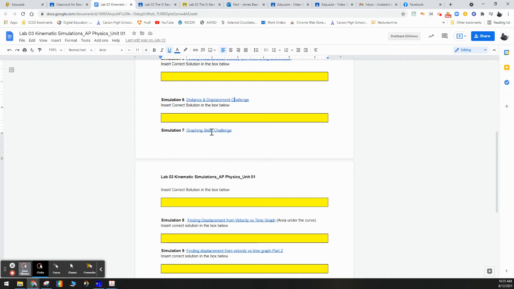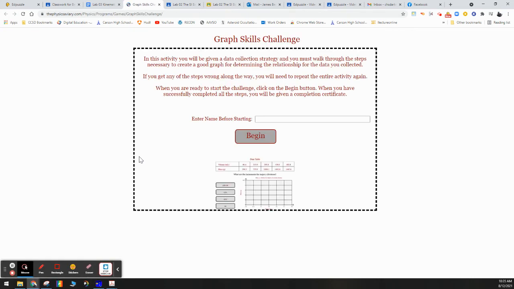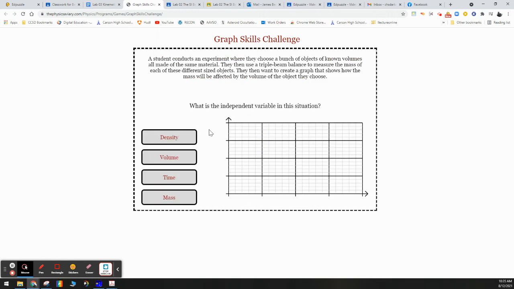All right. So next up we have a graphing skills challenge. Okay. All right. So we're here. Let's go ahead and put in our name. I'm going to use Thanos as our name here. We hit begin. And basically just read through this and figure out what's the x-axis, what's the y-axis, and follow the step-by-step tutorial to help you with your graphing skills.